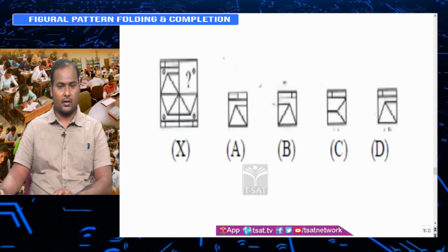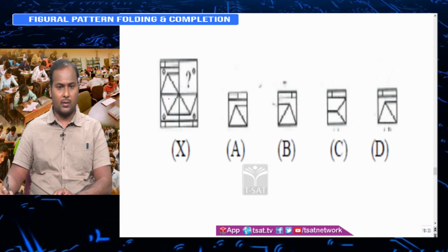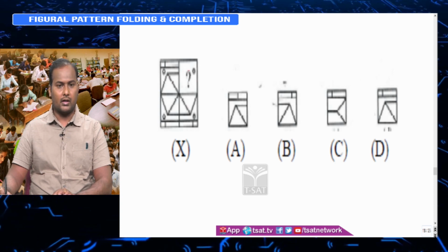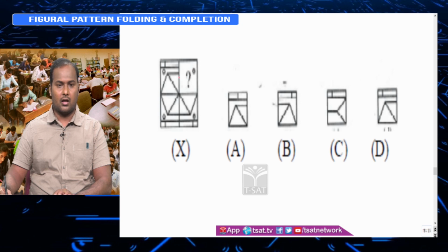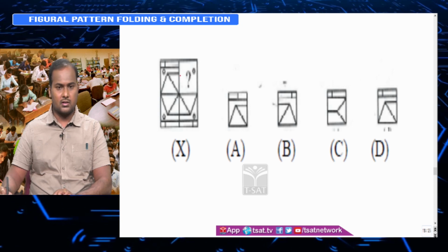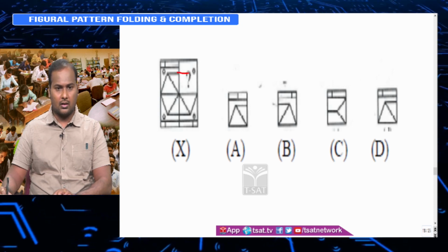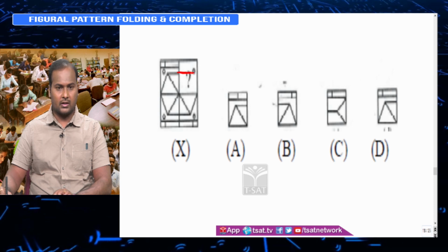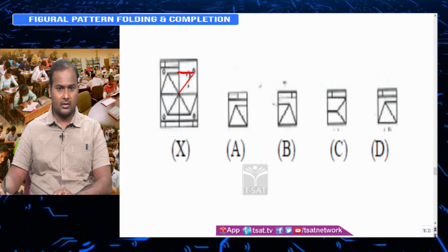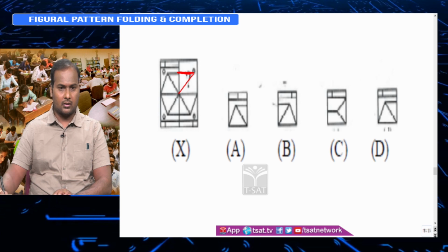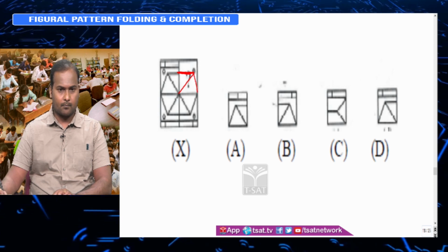Next question in figure completion. Here also 3 parts are given. You need to identify the 4th part. I already said that in this type of question, just draw directly. Just draw the incomplete part. So if I draw a line like this, I am going to get the complete image like this.